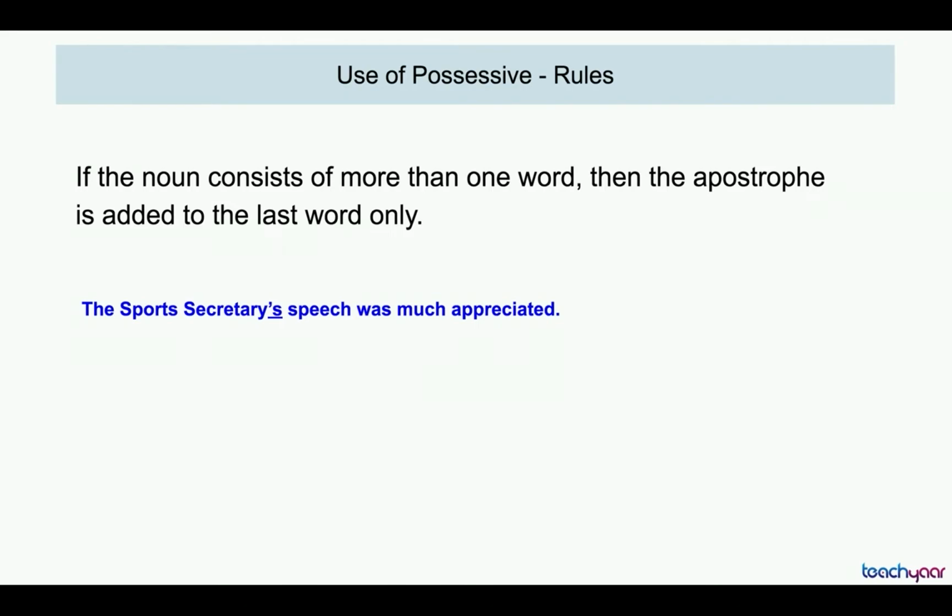Now, when you read the sentence itself, you can understand that the sports secretary, now this is a designation, this is a post of office. So the whole thing comes together. So that is why the apostrophe is added only after secretary, because the sports secretary's speech. So we don't add it to the sports secretary, we don't add it to the three words, but we add it to the last word, which is secretary in this case. So the sports secretary's speech was much appreciated.